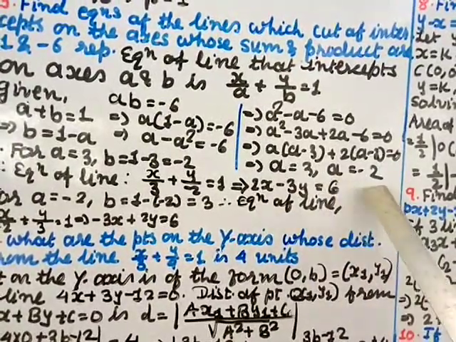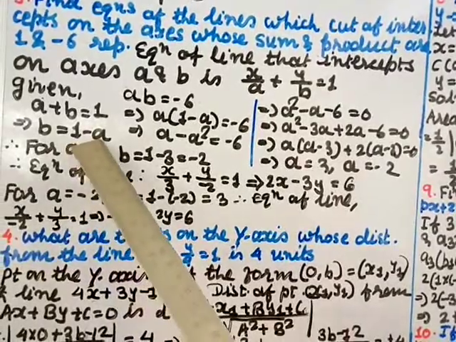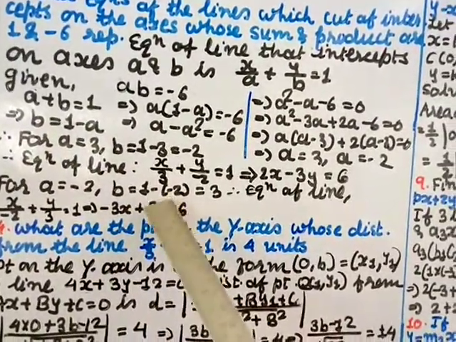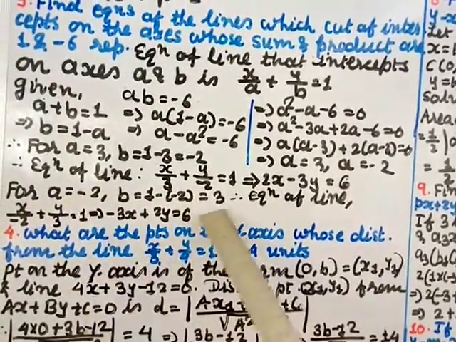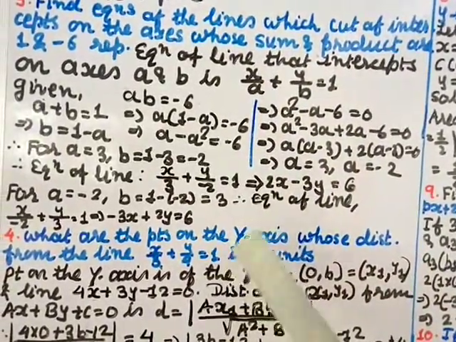Now take when A equals minus 2. So for A equals minus 2, put this minus 2 here in the equation for the value of B. So B equals 1 minus minus 2. So minus and minus is plus, 2 plus 1 gives you 3. So A is minus 2, B is 3. Put this in this equation and find the equation of the line.